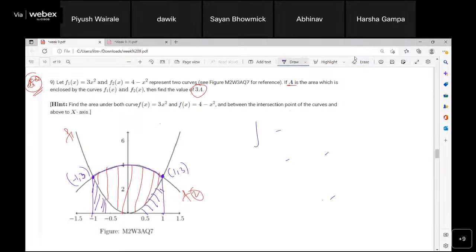So I have to take the integral of f2 of x between which limits? Minus 1 to 1. So that is the integral from minus 1 to 1 of 4 minus x square. Now what is the integral of this? We have just discussed one question which is having minus a to a. Same thing we can apply here.